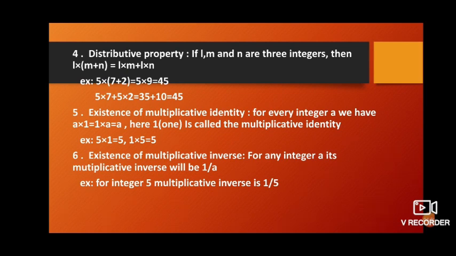Distributive property means if we take any three integers like L, M, N, we can write L into M plus N as L into M plus L into N, just distributing that. This property will be very useful whenever we are calculating big numbers. By using this property, we can make our calculations easy. I will show it in a further session.